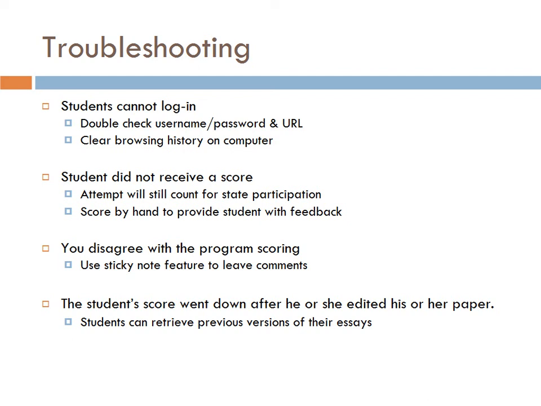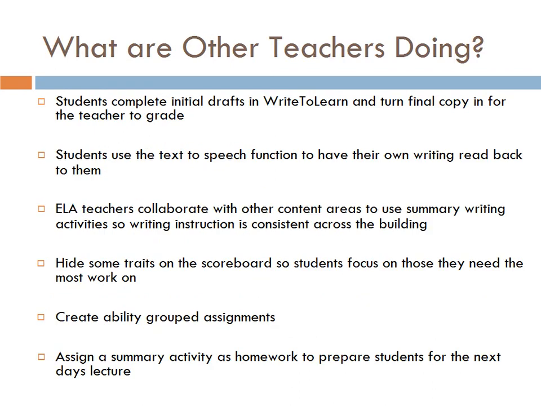And you probably should look over these anyway just to make sure you agree with the computer scoring, and just so you can give your students the feedback that you want to give them. And if you disagree with the program scoring, you can use the sticky note features to leave comments. And the student's score went down after he or she edited his or her paper. Students can retrieve previous versions of their essay, so they can always see the essays that they wrote. Even if they click get feedback 3 times, they can see what their essay looked like after the first attempt.